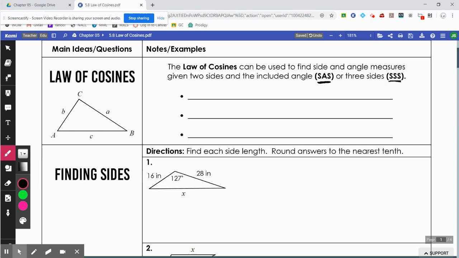One or the other is going to work. Now, here's your law of cosines. There's actually three of them. But technically, they're all three the exact same thing. A squared equals b squared plus c squared minus 2 times b times c times the cosine of A.